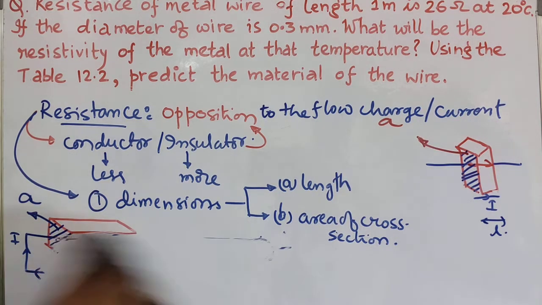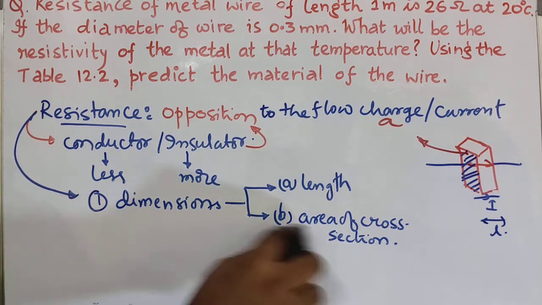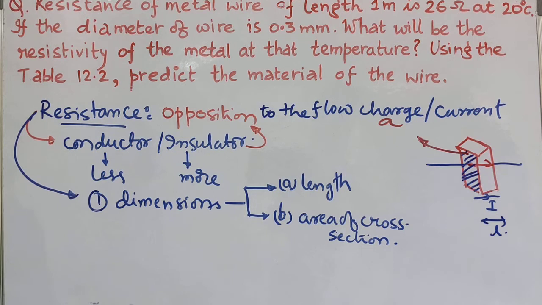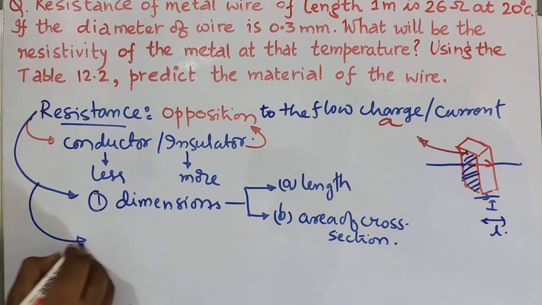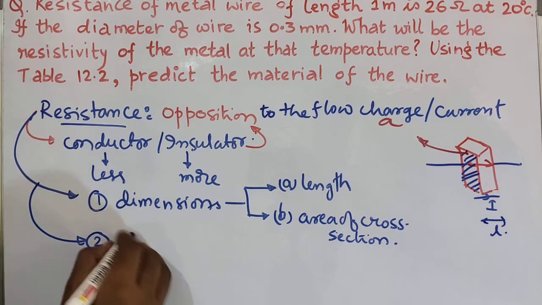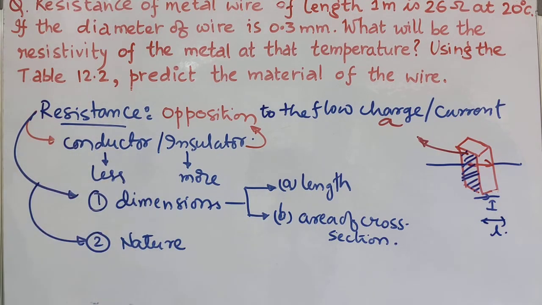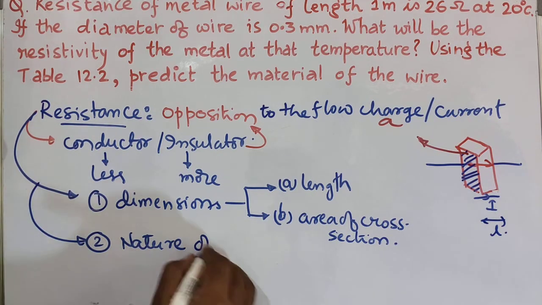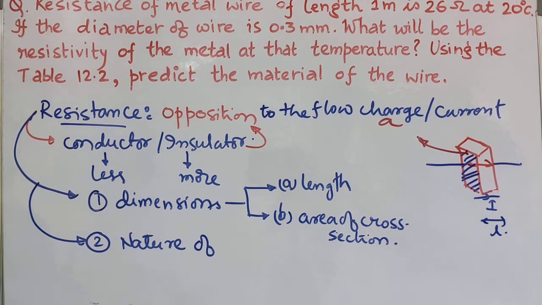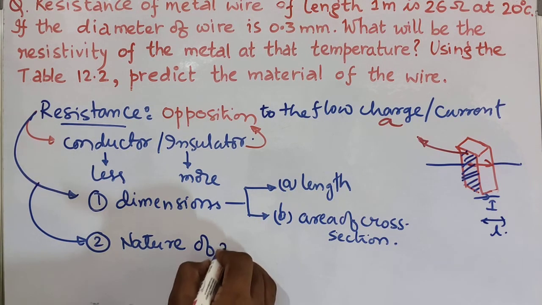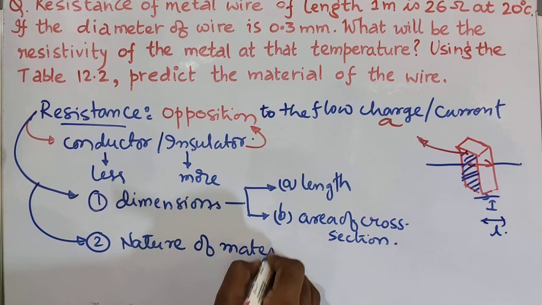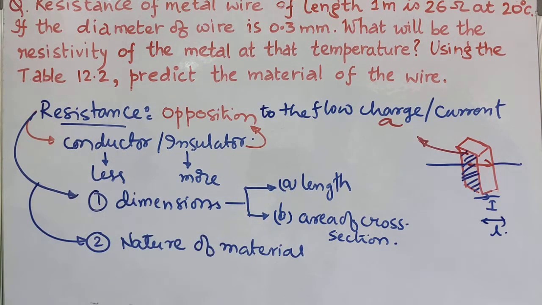And what is the other factor? The other factor is the nature. The second one is the nature of material. As I've already told, every material opposes the current. So every material is formed differently, so according to its nature, it will oppose. Some will oppose less, some will oppose more. Why? What is the reason? You have to see what's happening at the molecular level.